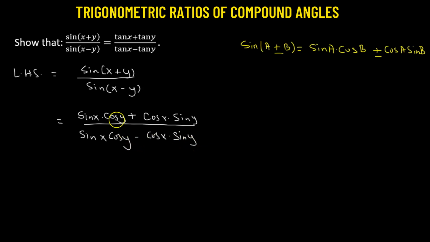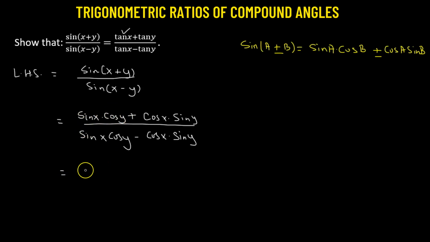Fine. Let's do one thing. Let's divide both numerator and the denominator by cosine x times cosine y. The reason we're doing this is that in the first term of the numerator we have sine x times cosine y, and we want to convert it to the tangent function. We know that the tangent function is the ratio of the sine to the cosine function, so we need to get rid of this particular cosine y.